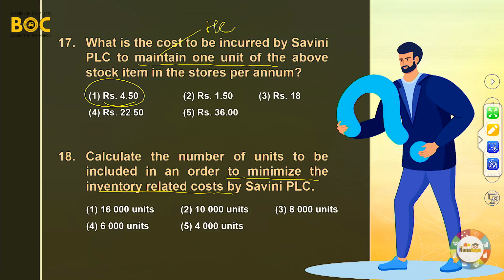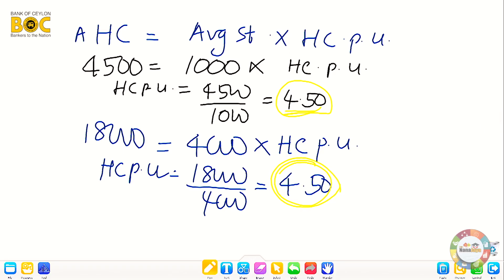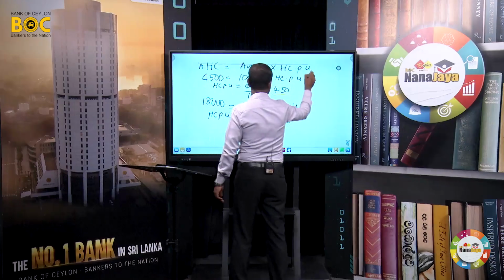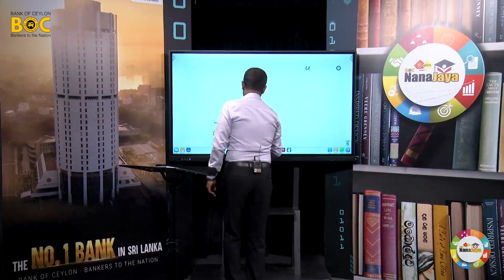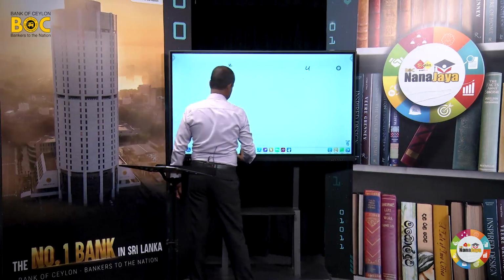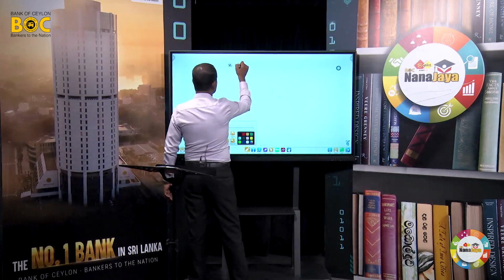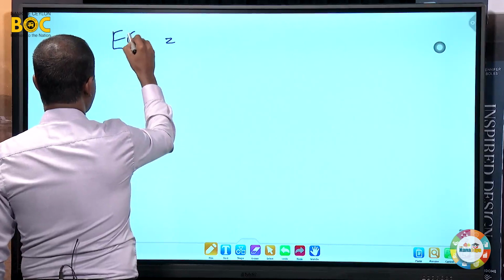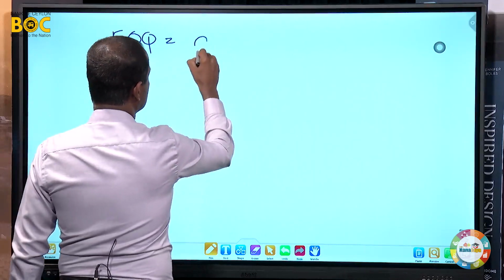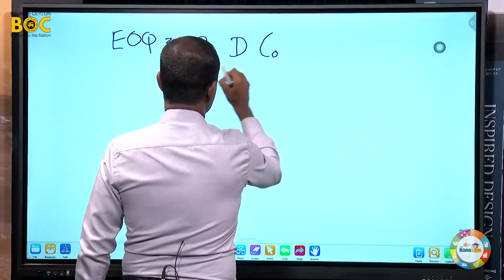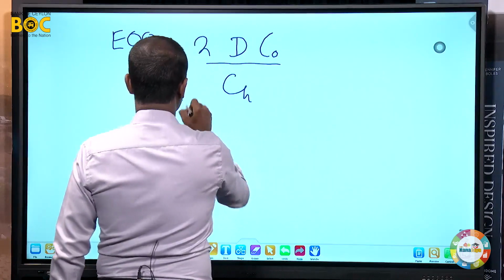What does it mean to minimize inventory related cost? We call it economic order quantity. The EOQ formula we discussed earlier. EOQ, economic order quantity, is equal to the square root of 2DCO over CH.